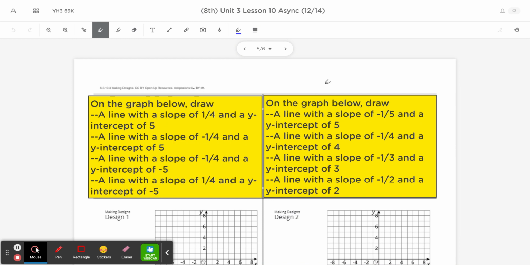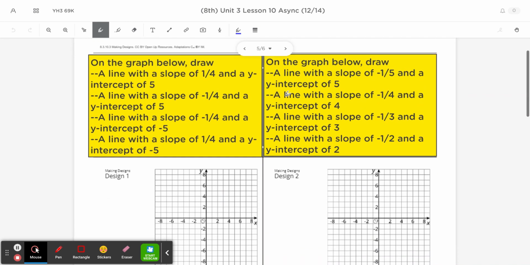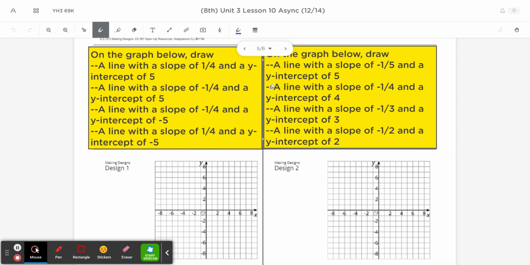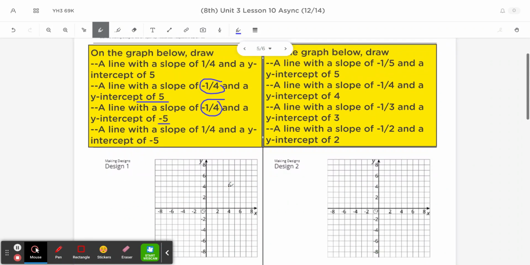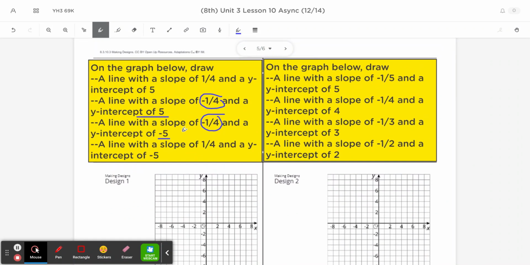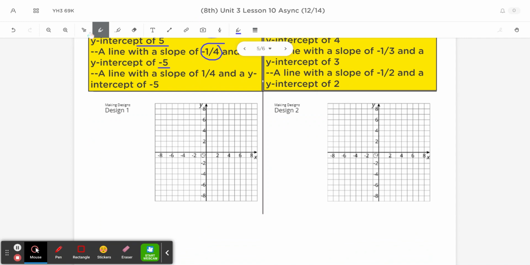So on slide 5, I gave you some directions about how I want you to graph a set of lines. And so you can see that on the first yellow box, it says to draw a line with a slope of 1/4 and a y-intercept of 5, and then a bunch of other iterations of that, right? Like a slope of negative 1/4 and a y-intercept of 5, a slope of negative 1/4 and a y-intercept of negative 5. And I want you to just go ahead and plot those lines on the graph. So for example, a line with a slope of 1/4 and a y-intercept of 5.